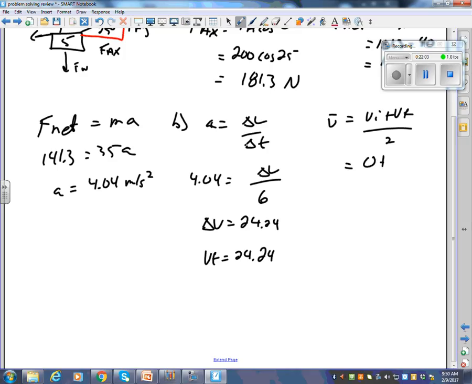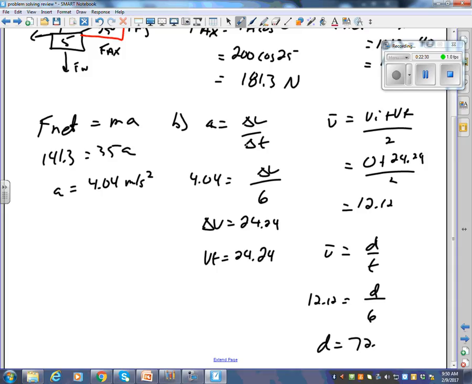0 plus 24.24 divided by 2, 12.12. And now V bar equals D over T. And I'm hoping that you're not even looking at me anymore. You can do this on your own. 6 seconds. Multiply both sides by 6. 72.72 meters.